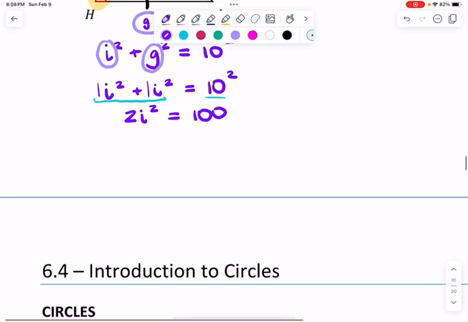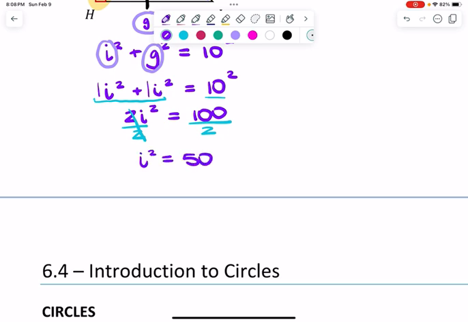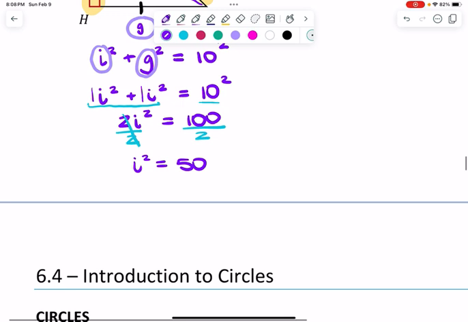All right. Now I want to get i alone. There's two things happening to it. It's being multiplied by 2, and it's being squared. I have to go through and do reverse BEDMAS. So I have to undo the multiply by 2 by dividing by 2 first. So I get i squared is equal to 50. And then I'm going to undo the square by square rooting both sides.